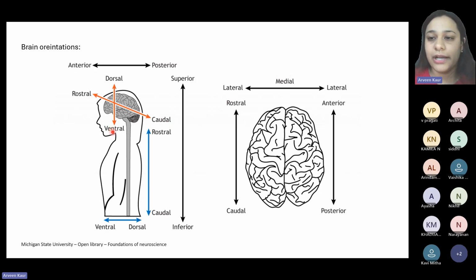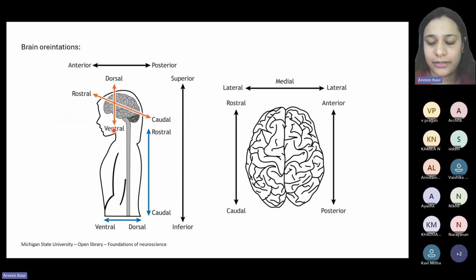Then again, rostral and caudal is the same as anterior and posterior. The side of the brain that is towards my face, which is the anterior side, as we discussed, is also known as the rostral side. Right. The other, that is the posterior end, is also known as the caudal end. Right.